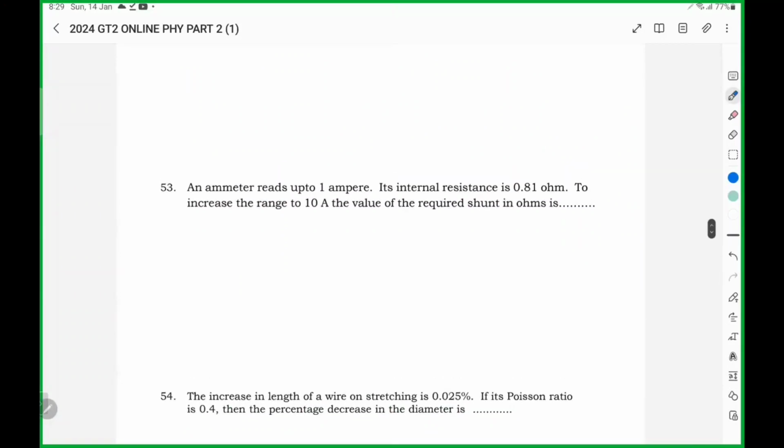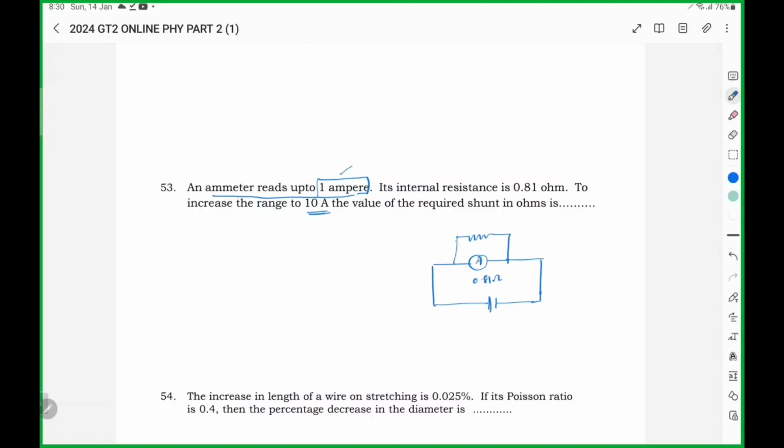Here, the ammeter reads up to 1 ampere. It has some internal resistance, 0.81 ohms. So to increase its range, instead of measuring 1 ampere, to measure 10 amperes, since it is so sensitive it cannot bear more than 1 ampere directly, a small resistance is connected in parallel.